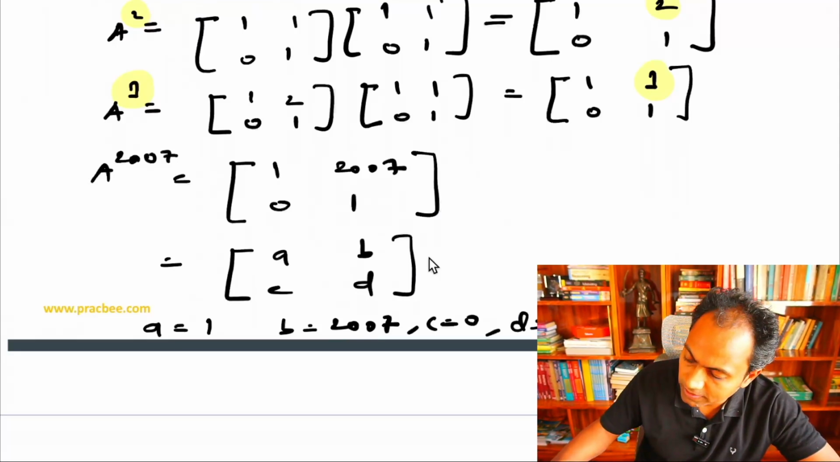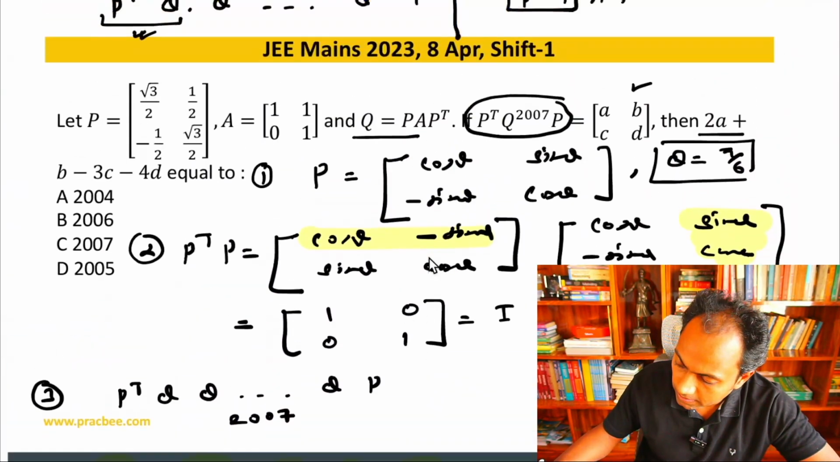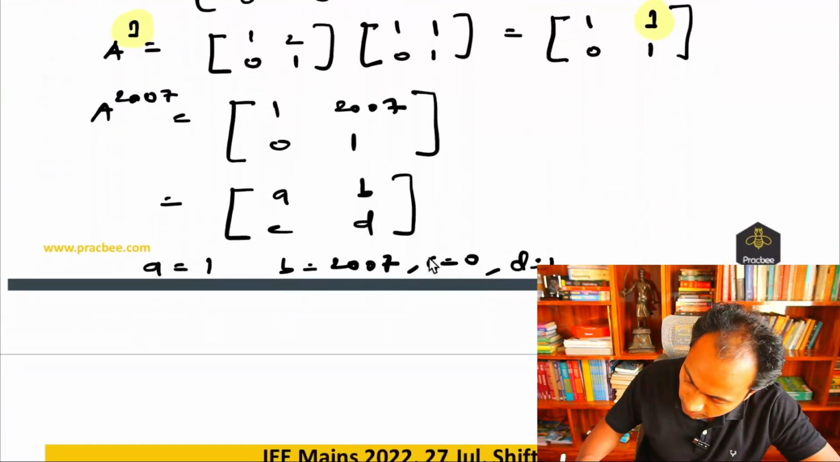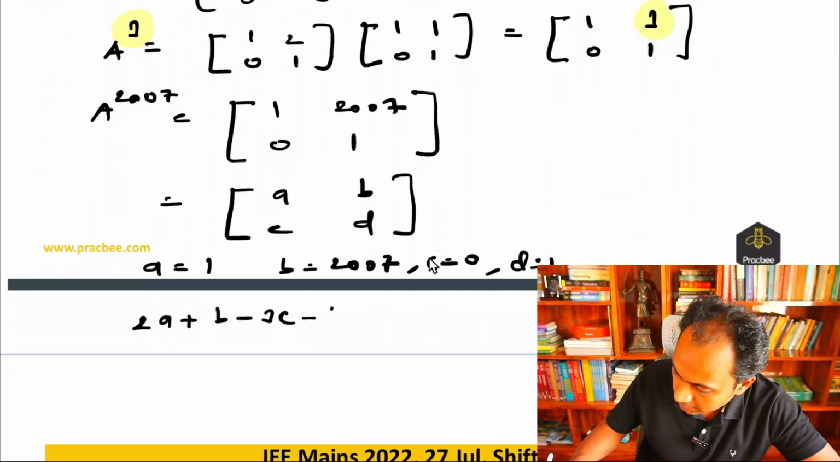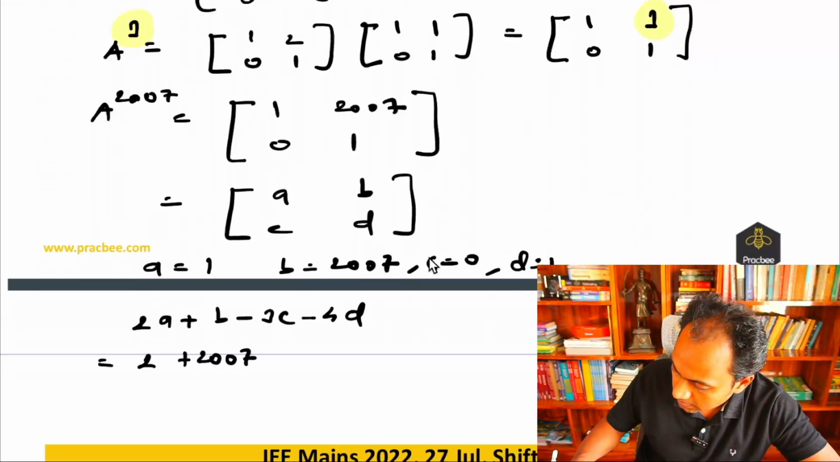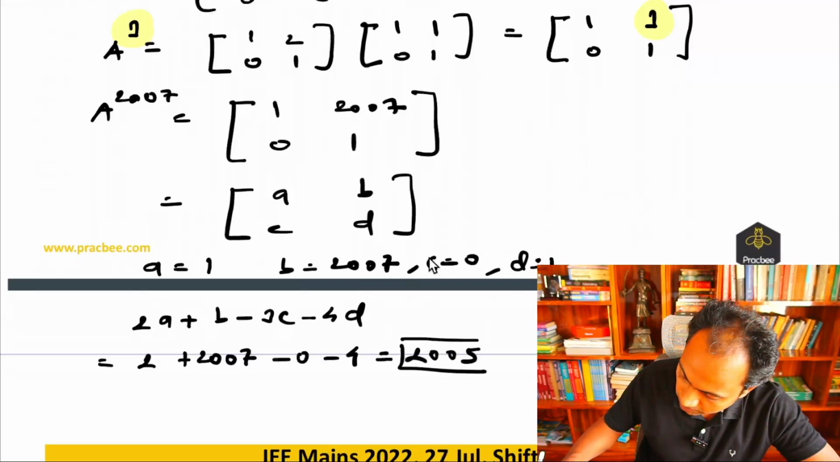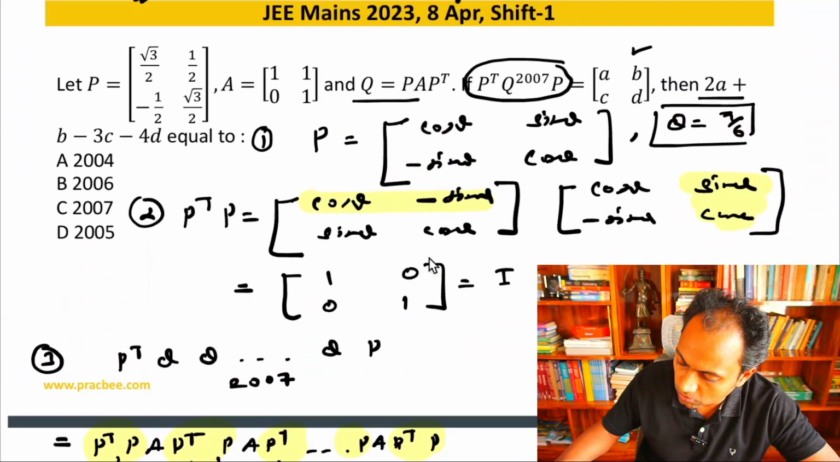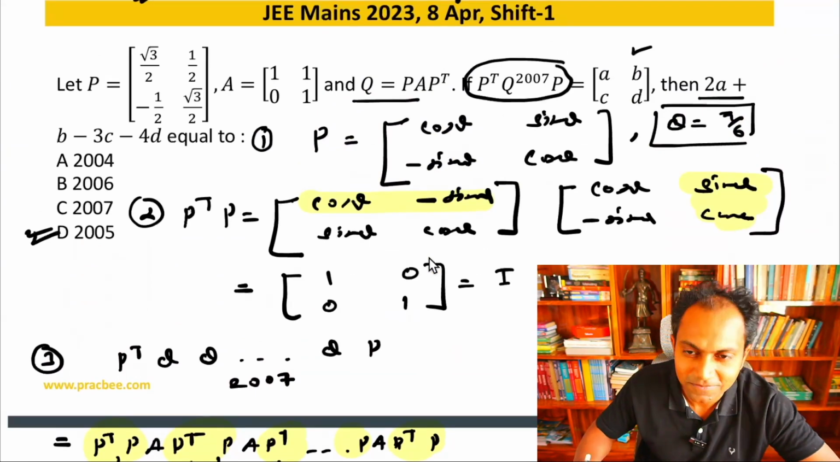So 2A will become nothing but 2. For 2A plus B minus 3C minus 4D, 2A will become 2, B will become 2007, the next part will become 0, and then minus 4. You can see that the answer to this question will become 2005. Let us check the options. If you look into the options, D matches.